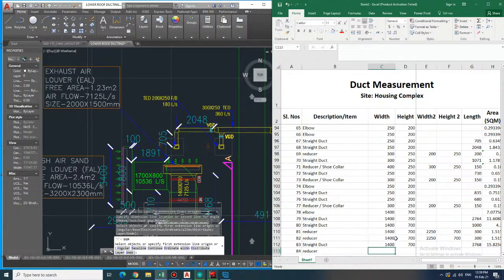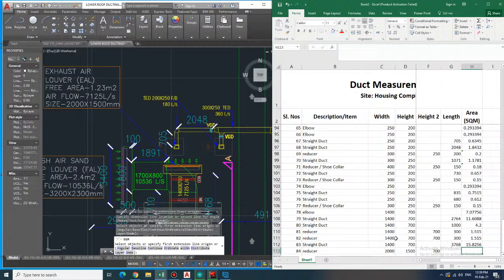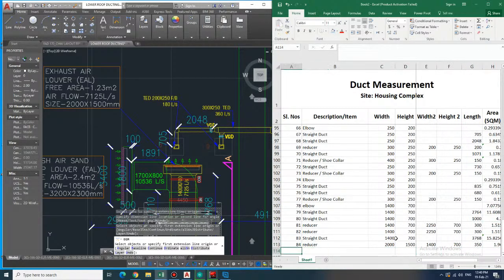Okay, so 1400 by 700. No, we can take the bigger one first: 1400 by 700. The length, I'm considering again 300. More than that we may need 350 or 450, whatever we need. We have to consider that also. 1.96 square meter will come. So 85 I'm considering.